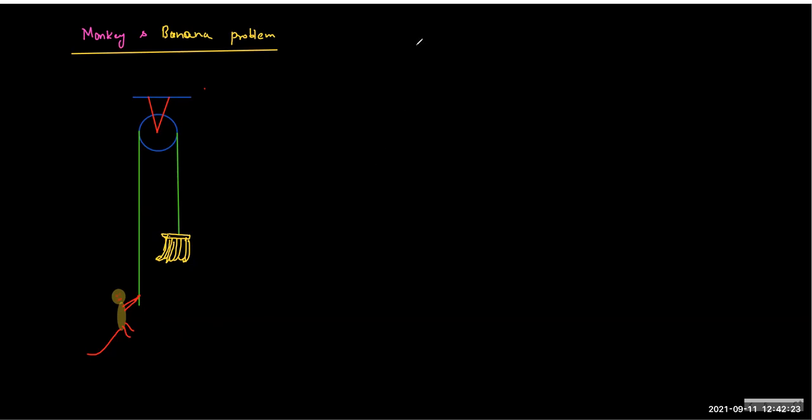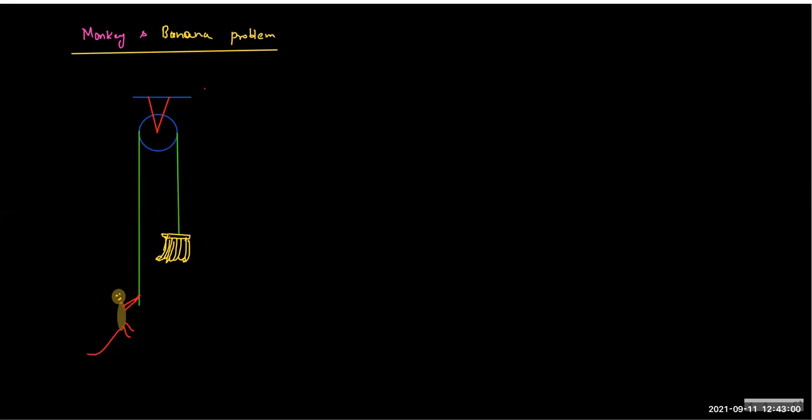Now this monkey is a small kid and is very enthusiastic to eat the banana. The rule is that he can only eat the banana when the level of the monkey and the banana come to the same level. Imagine the pulley is at infinite height, so the monkey will never reach the pulley by pulling the rope all the time. Okay, so now this is the question.